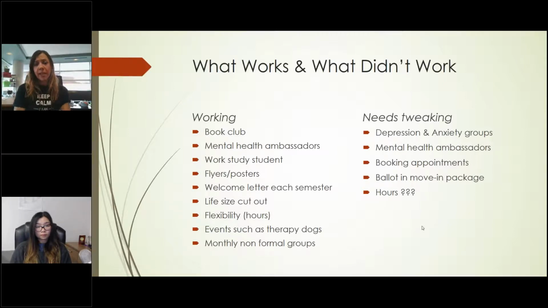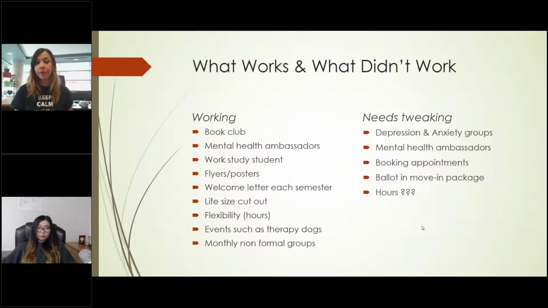Another thing needing tweaking is the ballot box we do for when students move in. Every student gets a move-in package. They also get a postcard with my contact information, and then they put it in a ballot box, and they can win things like $250 from Walmart, a massage, physiotherapy, a lot of different wellness prizes. We put a lot of time and money into that, and I get maybe 50 students between both buildings. So it's really important to look at how much time and money you are investing in something when the return is low.